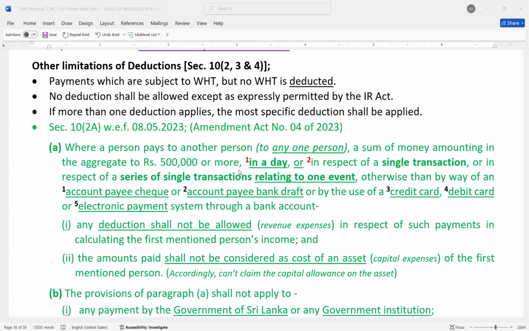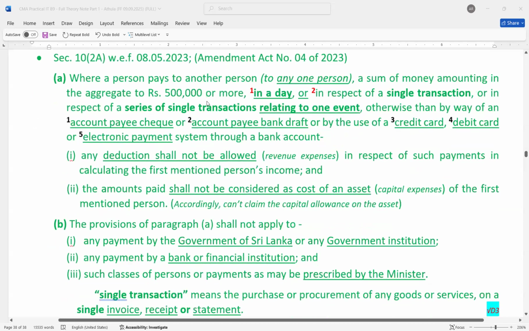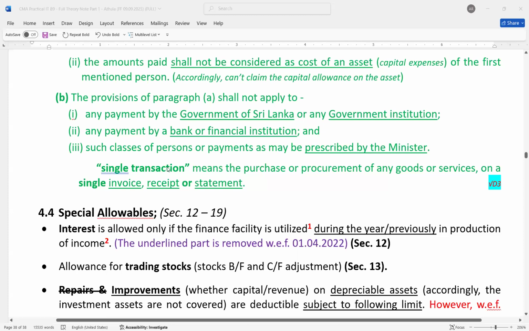or in respect of a series of single transactions relating to one event, then there are only 5 ways of settling that money. Only 5 ways are there: account payee cheque, account payee bank draft, credit cards, debit cards, electronic payment methods. Only those ways are there. Then this rule is not applicable to government and governmental institutions. Further, it is not applicable for banks and financial institutions. In addition to that, the finance minister can prescribe any other exclusions.